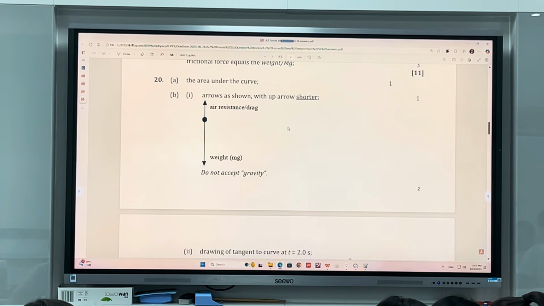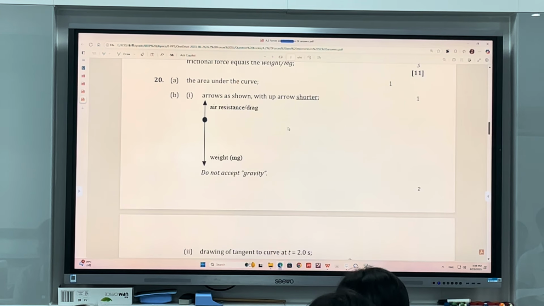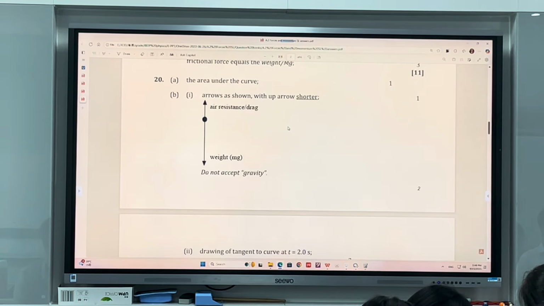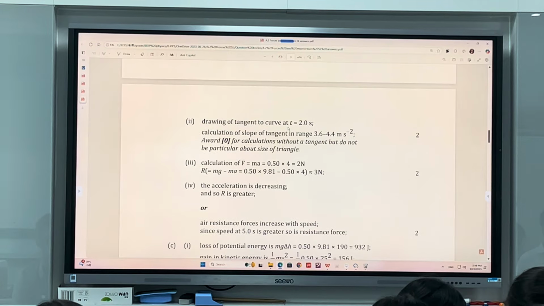When you draw the diagram, when in an exam, whenever you are asked to draw a forces diagram, you must use pencil. If you use pen, points minus. 看完了吗？这儿 No gravity on the weight.